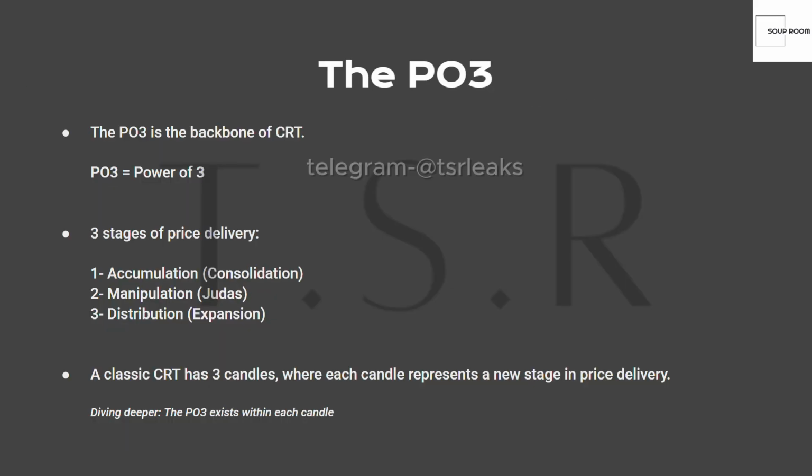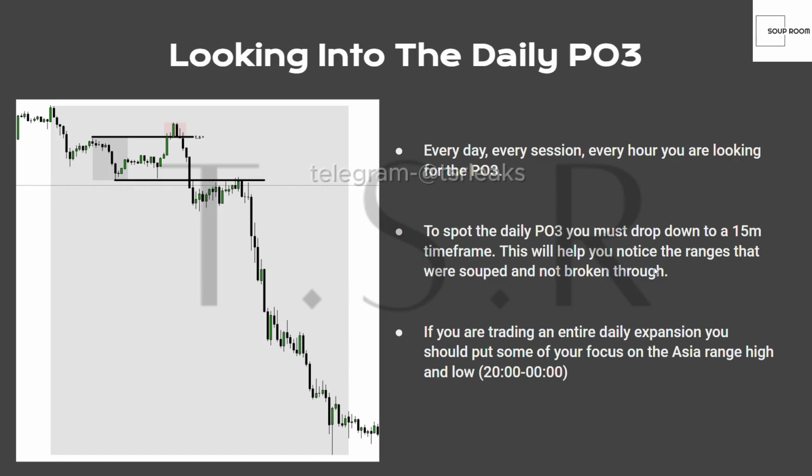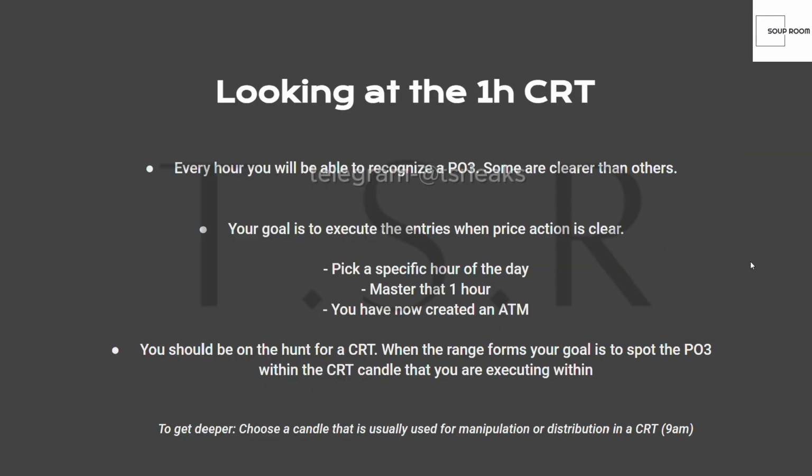For example, right here, you might be wondering where exactly is accumulation, where is manipulation, and where is distribution. In this case, you would not be entering a single trade. Why? Because you are not certain. Price action is not clear to you.